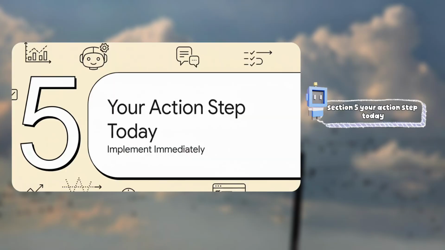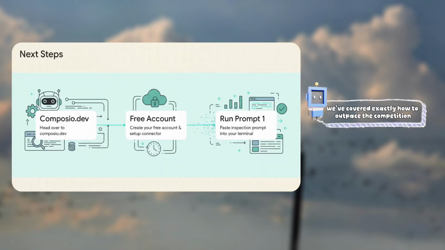Section 5. Your action step today. Let's implement this immediately. We've covered exactly how to outpace the competition with agentic reporting. We've replaced rigid dashboards with dynamic, conversational AI pipelines. I promise you, seeing an AI autonomously read, interpret, and suggest optimizations based on your own live business data for the very first time, it's genuinely an exciting aha moment.